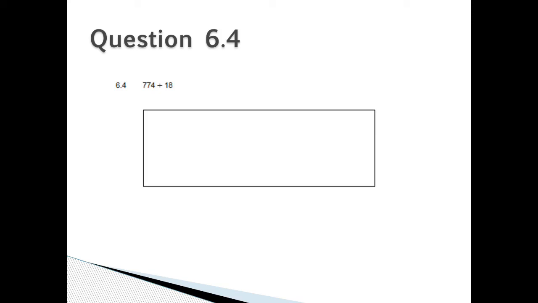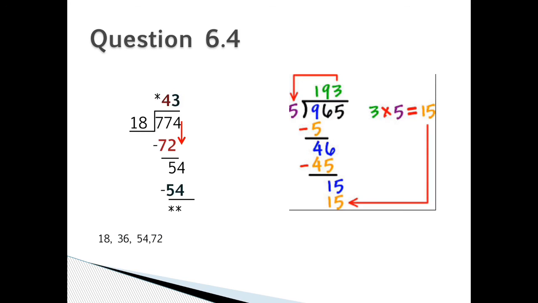774 divided by 18. Here you need to know your 18 times table. 18, 36, 54, and 72. You'll then say 18 goes into 7, it cannot go. 18 goes into 77 4 times, which is 72. 77 minus 72 will give you 5. You then bring down your 4. 18 goes into 54 3 times. 3 times 18 is 54, and there is no remainder.